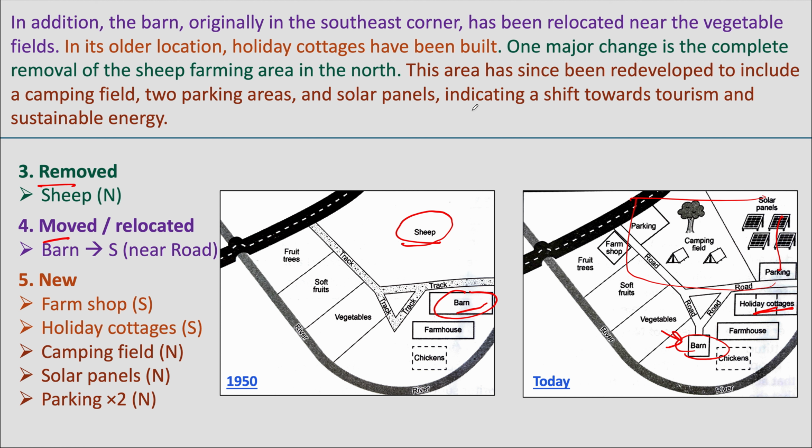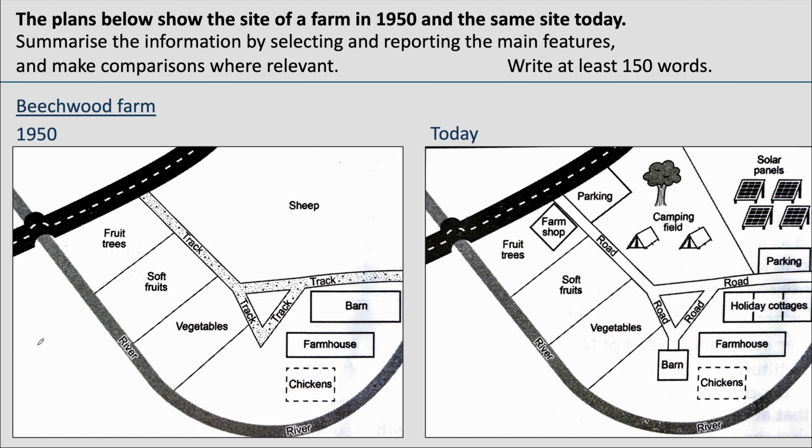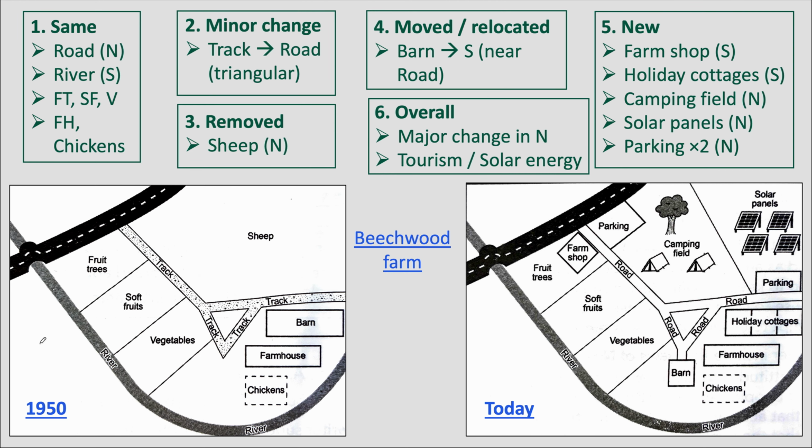Notice this phrase indicating a shift towards. This part is not strictly necessary in task 1. The description is already complete without it. We include it only to summarize the direction of change in one sentence. If you're not comfortable with this kind of phrasing, you can simply leave it out and still get a good score. To sum up, this is the original question and this is our plan.